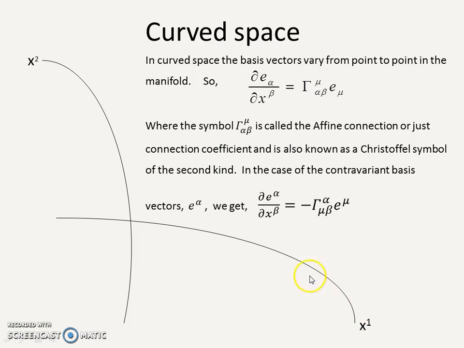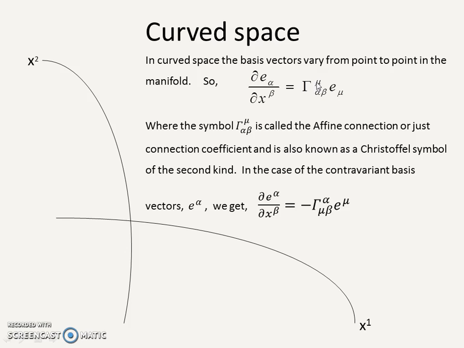As the coordinate axes show, the basis vectors change throughout the entire region. They're not constant anywhere, they vary from point to point. And so there's a rule for this, and it turns out the partial derivative of the basis vectors, in general form, gives us this gamma term over here times the basis vector. And this is called the affine connection, or the connection coefficient, or Christoffel symbol of the second kind.